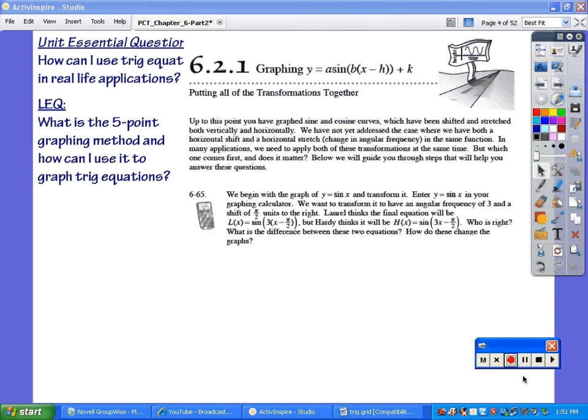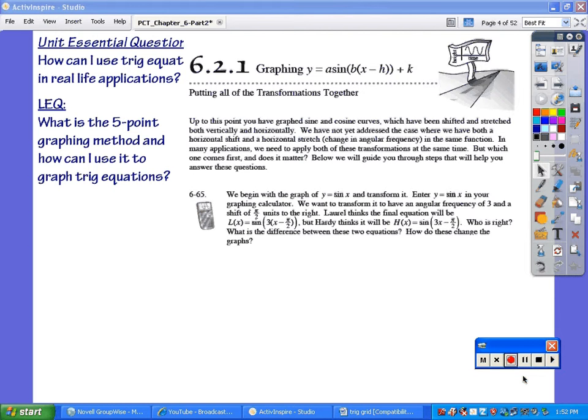Lesson 6.2.1, graphing y equals a sine of b quantity x minus h, plus k. So we're putting all of our transformations together. Unfortunately, in chapter 4, you learned what a phase shift or a horizontal compression was, but we never actually graphed any. And that's an angular frequency. That means we're going to change the period here for our sine and cosine graphs.